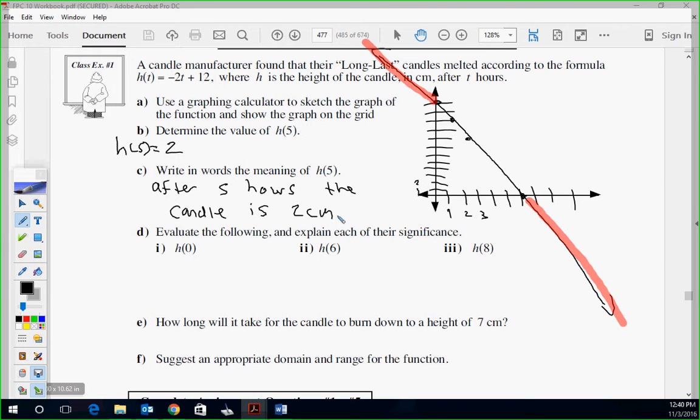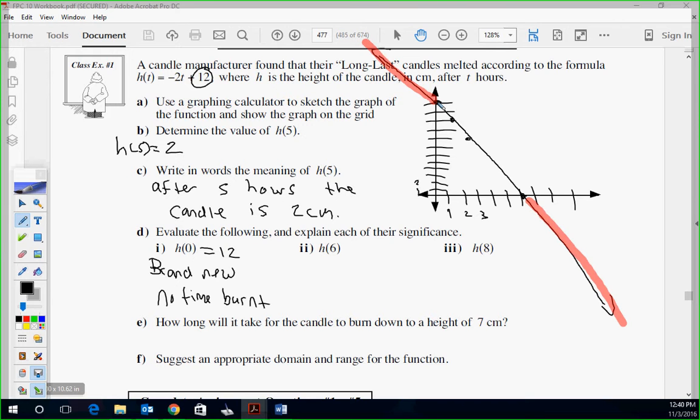Evaluate the following and explain each of their significance. h of 0 means what? Full candle, which means the starting amount hasn't burned. So the significance is a brand new candle. No time burnt, or lit, whatever you want to call it. So evaluate the following. This one would just be 12. The starting point. Y-intercept.